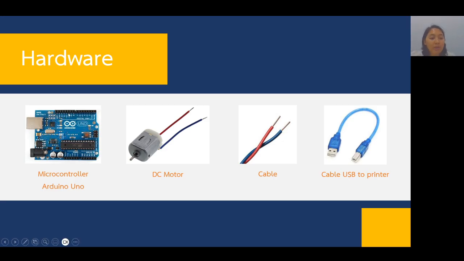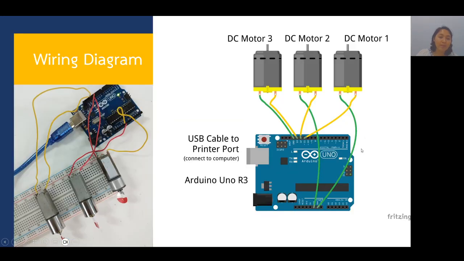This is the hardware that's used in this homework. The first is the microcontroller, Arduino Uno. This is the DC motor. This is the cable, and this is the USB to printer cable. And this is the wiring diagram of this real hardware.